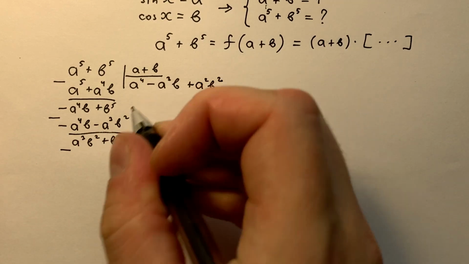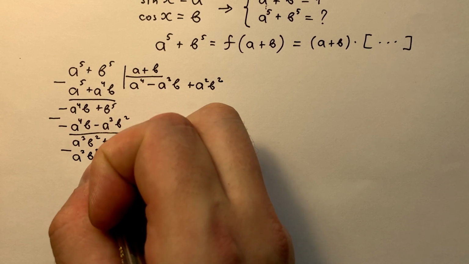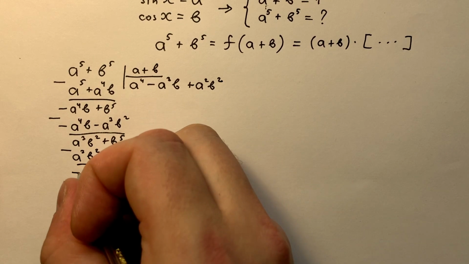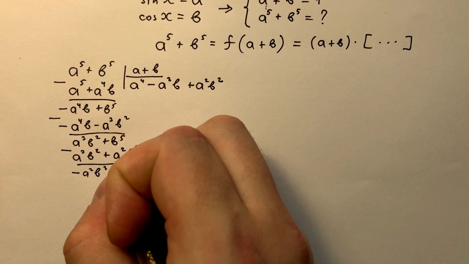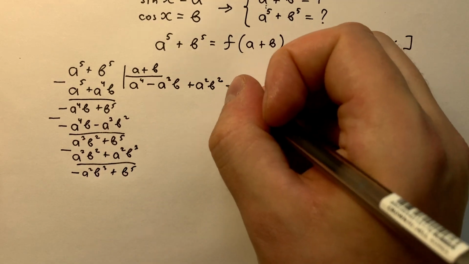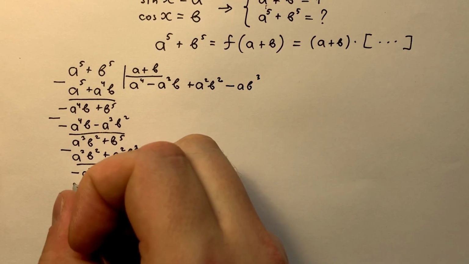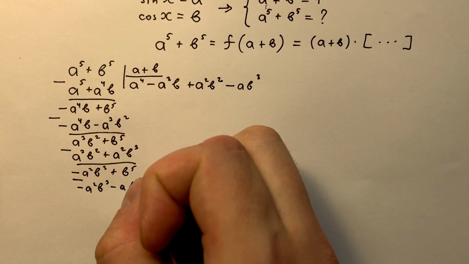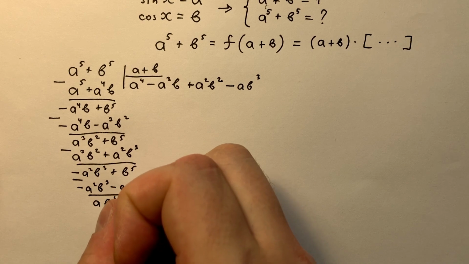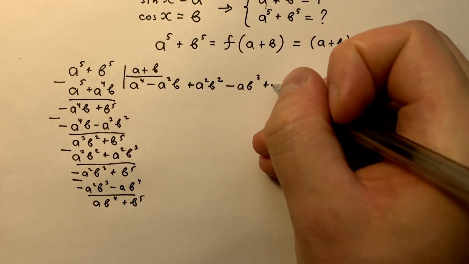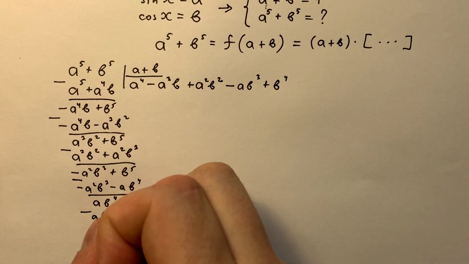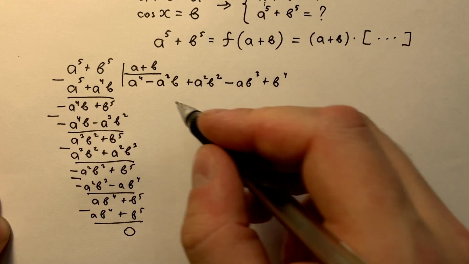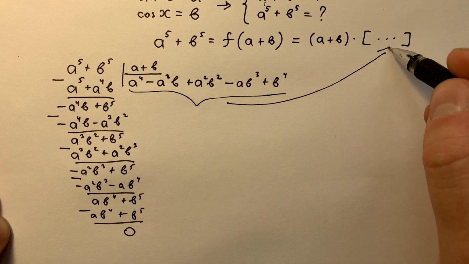And here we have minus a to the power of 3 b to the power of 2 plus a to the power of 2 times b to the power of 3. And we have minus a squared b cubed plus b to the power of 5, minus a times b to the power of 3, minus a squared b cubed, minus a times b to the power of 4, and we still have a b to the power of 4 plus b to the power of 5, and plus b to the power of 4 minus a b to the power of 4 plus b to the power of 5, and here is 0. So this bracket equals this formula. We can put it here.